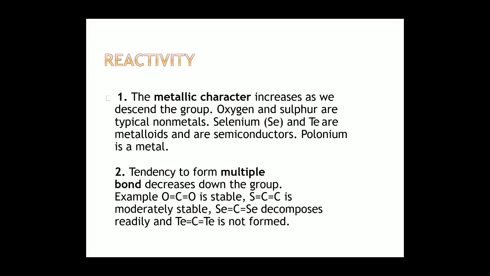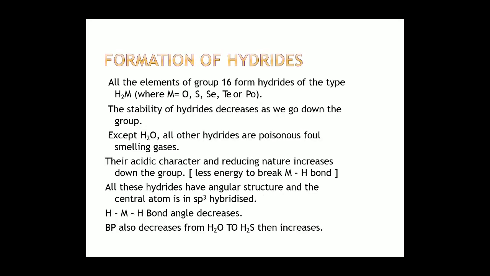Next is the second point, multiple bonds. The tendency to form multiple bonds decreases down the group. Example: O=S=O is a stable compound. S=C=S is moderately stable. Se=C=Se decomposes readily and it is formed.